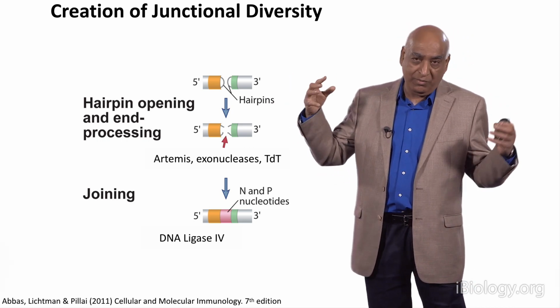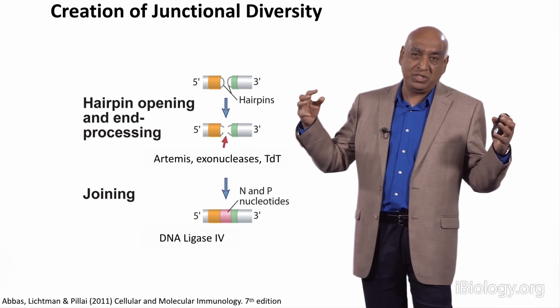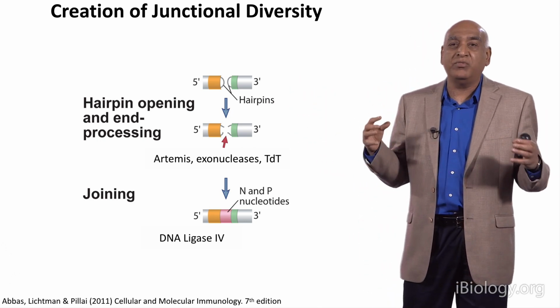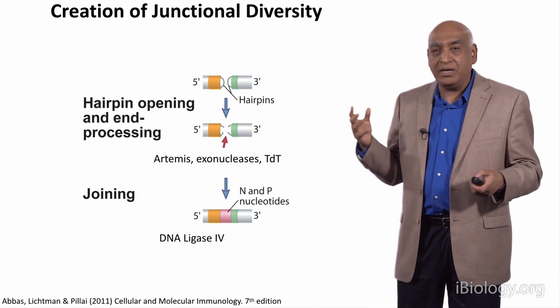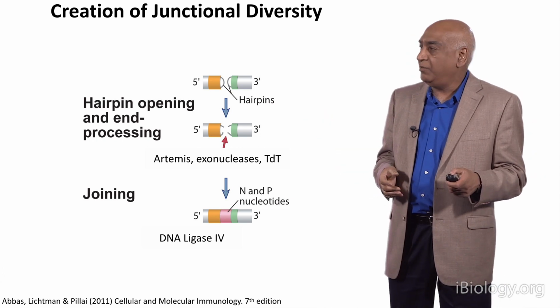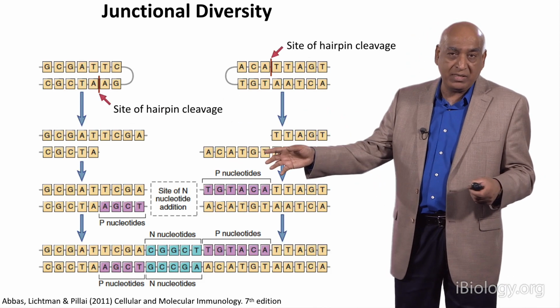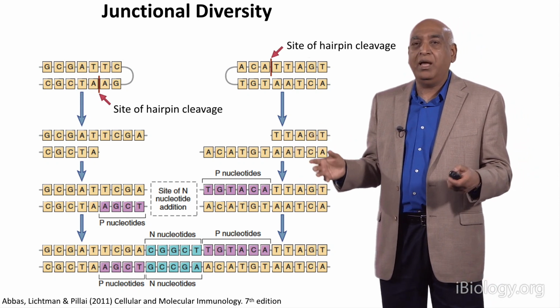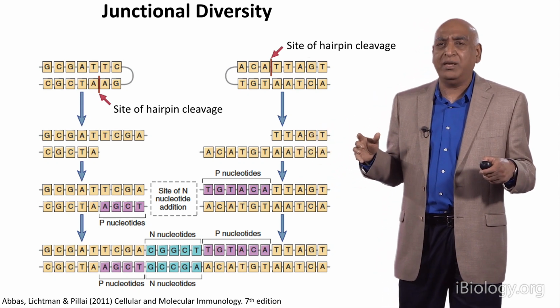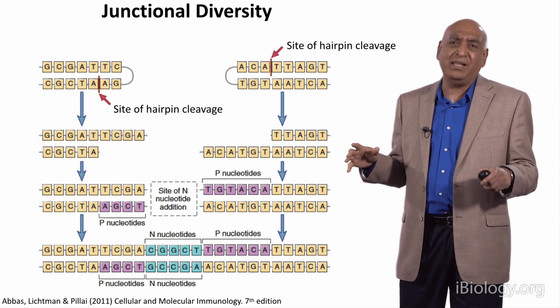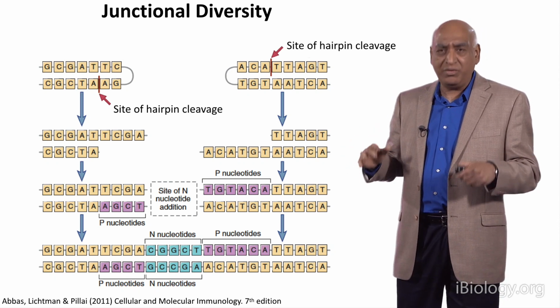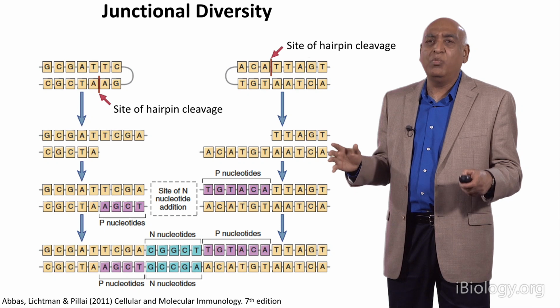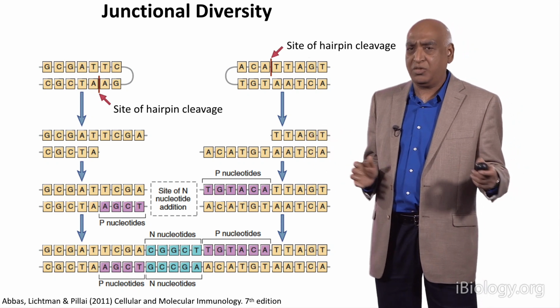When we discussed this in the previous lecture, when you join two pieces of DNA, you can create diversity at the junctions. And we described how we create diversity at the junctions, adding P and N nucleotides. Okay? And we also wanted to understand how do you select cells which have done the right rearrangements, and we wondered if this could be linked to allelic exclusion.